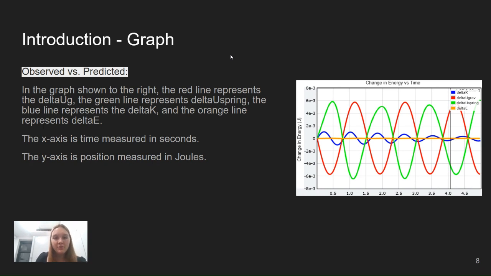In the graph to the right, the red line represents the delta UG, which is the gravitational potential energy, and the green line represents the delta U spring, which is the spring potential energy. The blue line represents the change in kinetic energy, and the orange line represents the total energy. The x-axis is time, and the y-axis is measured in joules.